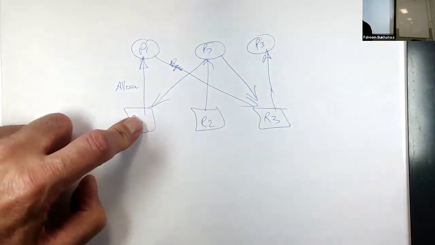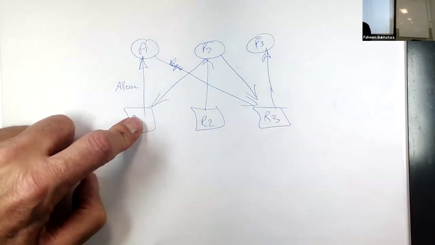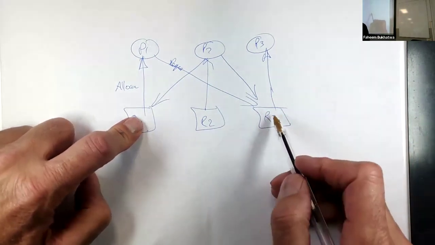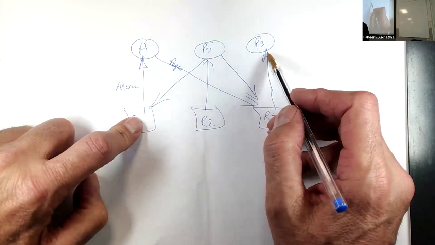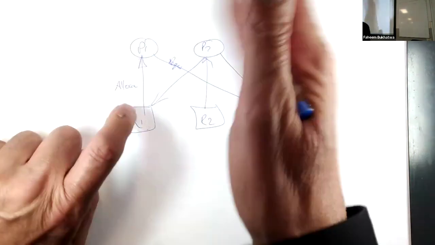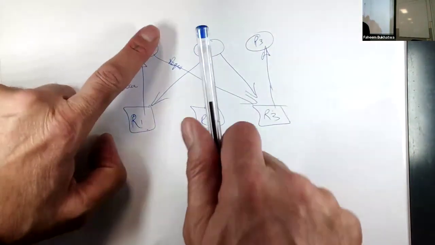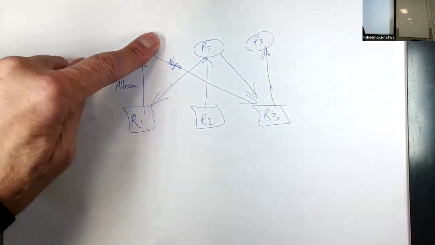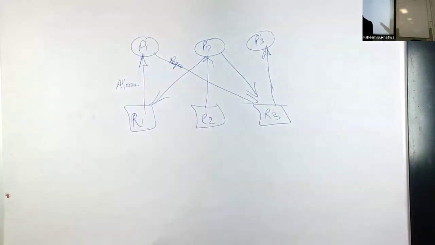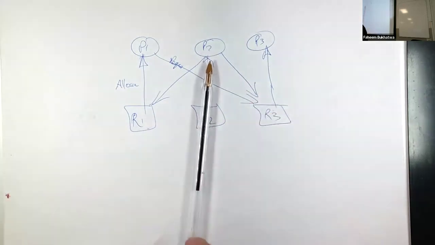Is it free? If that resource is free, let's give it to it. Is it free? No, it's not. It belongs to another process. That means leave process 1. Let's look at process 2. Does it have everything it needs? It needs 3 resources. One of them is pointing at it. It only has 1, and it needs the other 2.